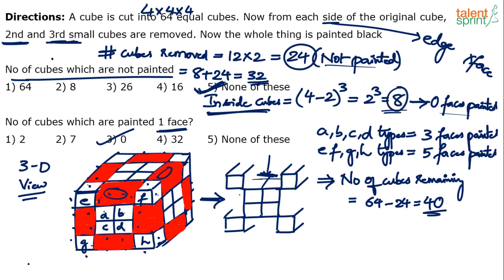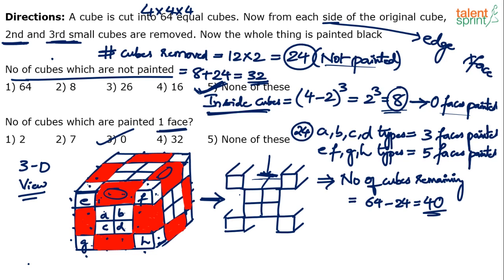Right? ABCD types, how many cubes will be there? Each face has 4. How many faces? 6 faces. So 4 into 6, 24. There are 24 such cubes. Yes or no? EFGH types are how many? 8. These are corner cubes, 8. So if you see, all the 64 cubes have been counted.